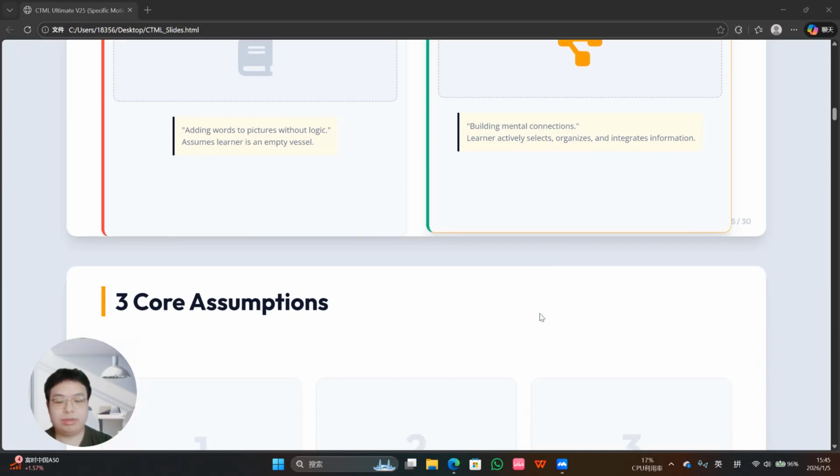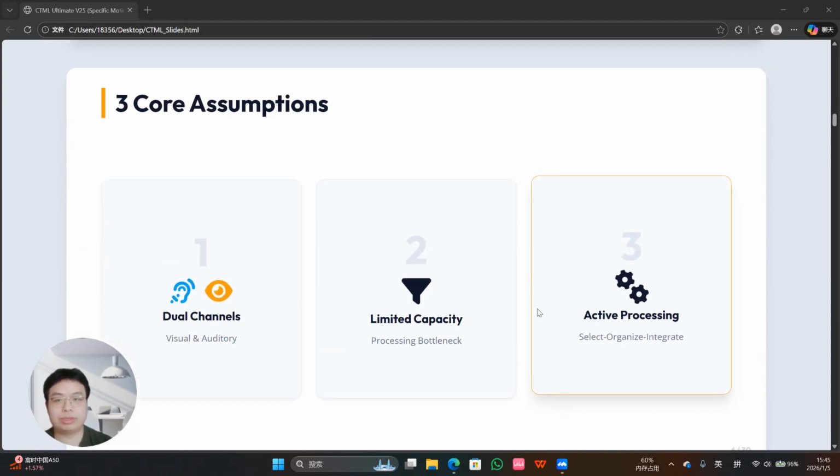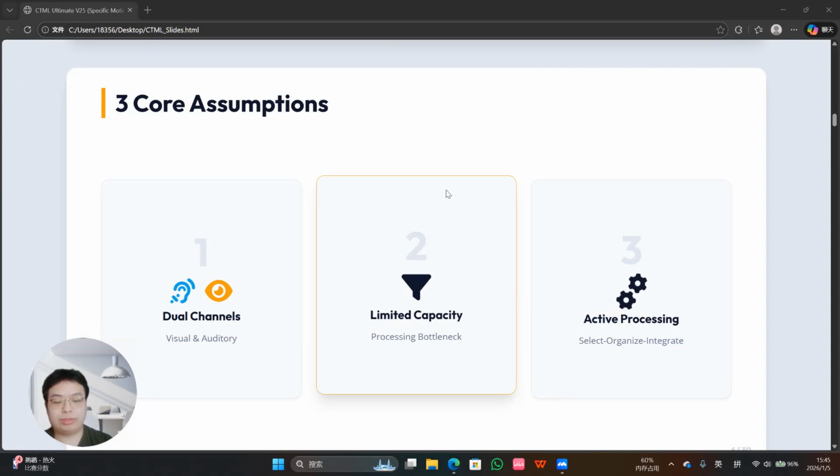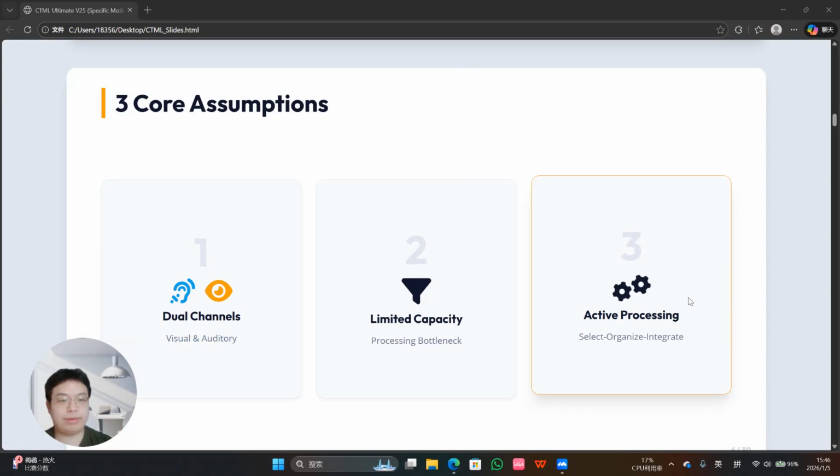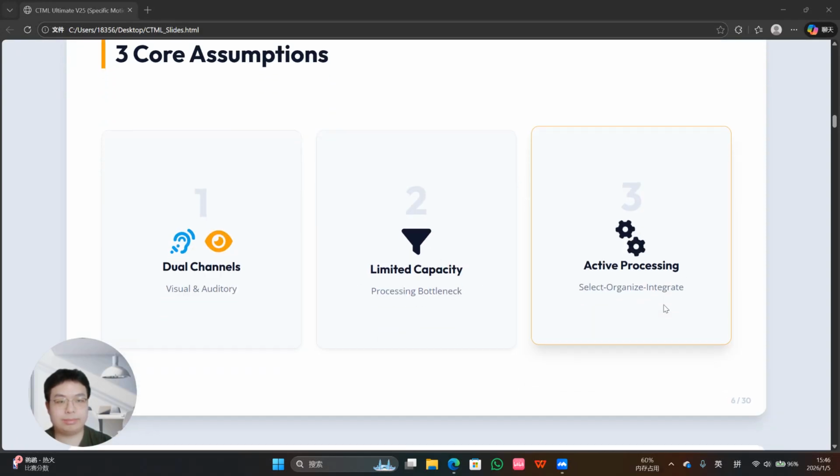Okay, now let's look at the three core assumptions. The foundation of CTML is built upon three core assumptions regarding human cognitive architecture: dual channels, limited capacity, and active processing.